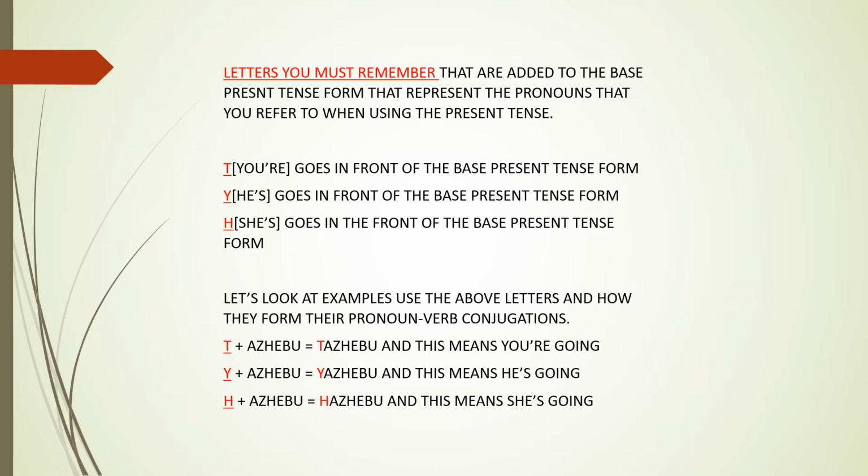And syllable wise, it's 3 syllables. Az, hi, bu. It's not azibu. You have to pronounce the H. There are no silent letters in Arabic. Every letter must be pronounced. So going back to the T, T plus azhibu equals tazhibu. Tazhibu. And this means you're going.